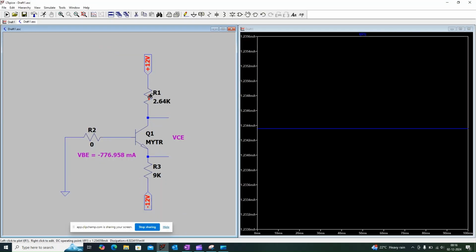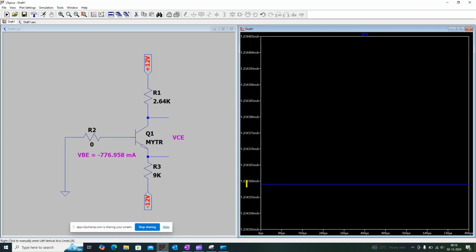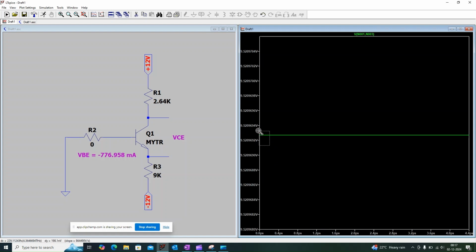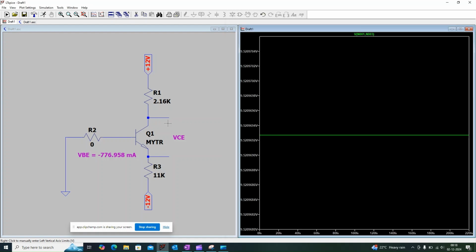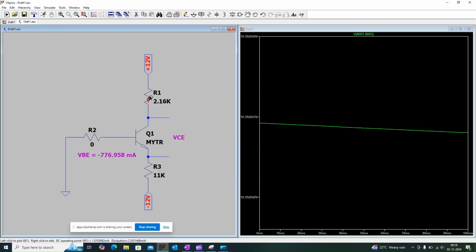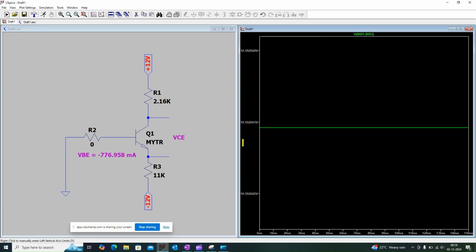Let us verify the current across the collector. So the current across the collector is 1.24 milliamps. So the voltage across the collector to emitter is 9.51 volt. When we need to consider VC is maximum, the IC should be minimum and RC should be minimum. Let us verify the collector current, 1.01 milliamps. So similarly, the voltage across the collector to emitter is 10.59 volt.